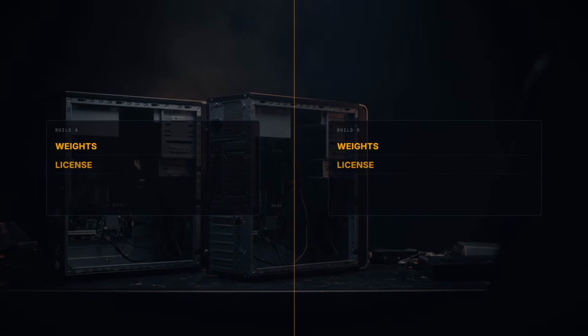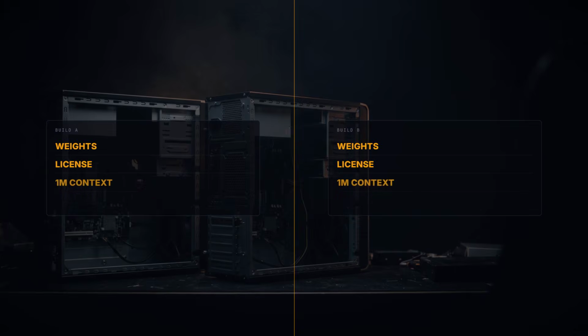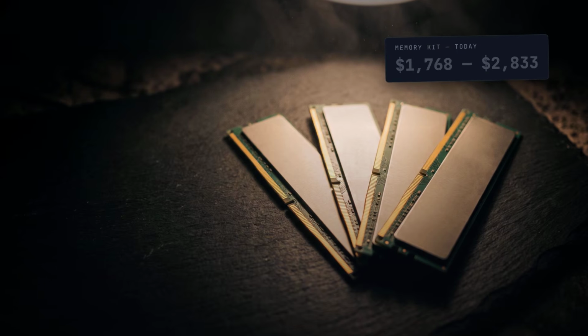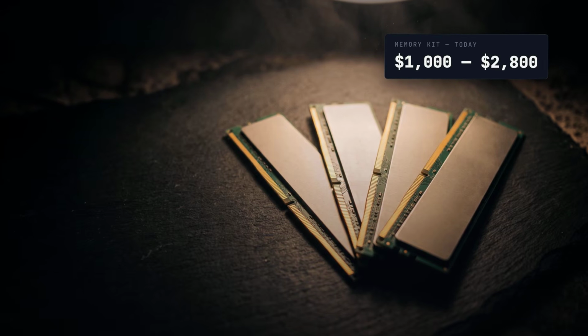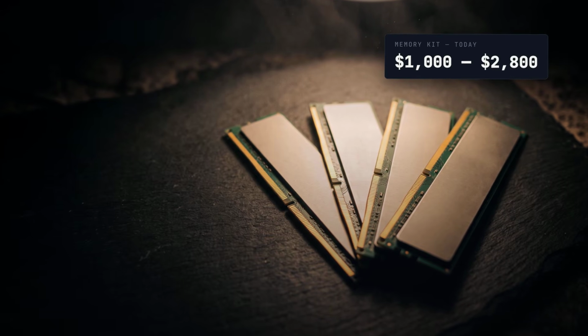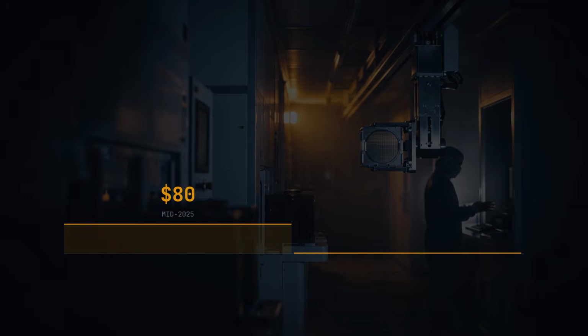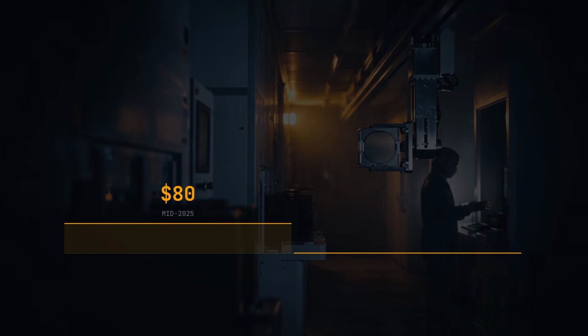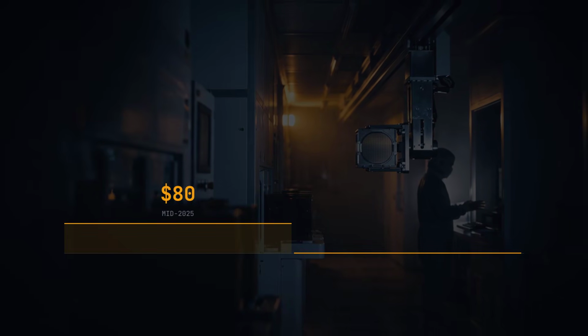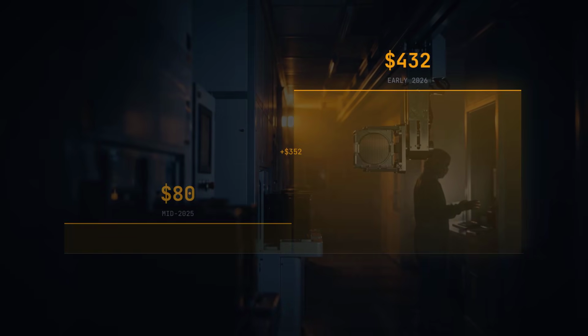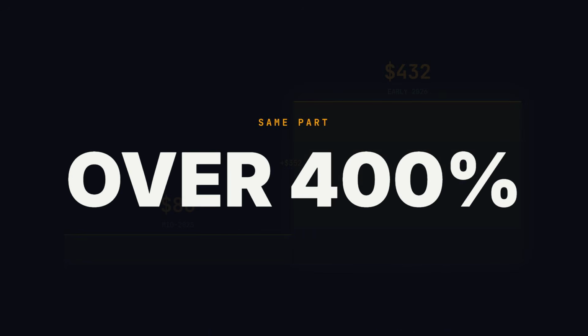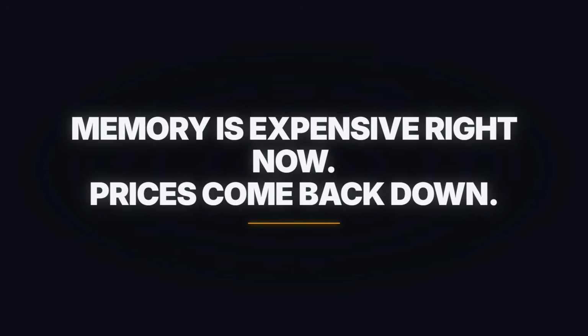So compare two builds, identical weights, identical license, identical 1 million token context. One has a graphics card, one doesn't. And the build without the graphics card needs a memory kit that costs, today, somewhere between $1,000 and $2,800. A year ago, that class of part cost a fraction of that. A 32 gigabyte DDR5 kit went from around $80 in mid-2025 to around $430 by early 2026. Same part, over 400%. The obvious explanation is that memory is expensive right now, and prices come back down.